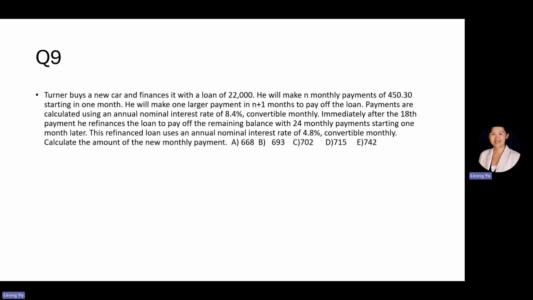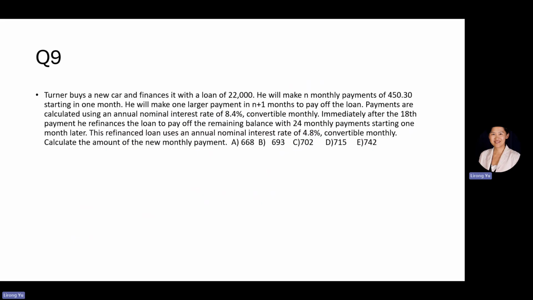Okay, so now the question. Calculate the amount of the new monthly payment. So basically, the refinance changes your payment plan. Therefore, you have to rearrange your interest rate and start the new calculation.